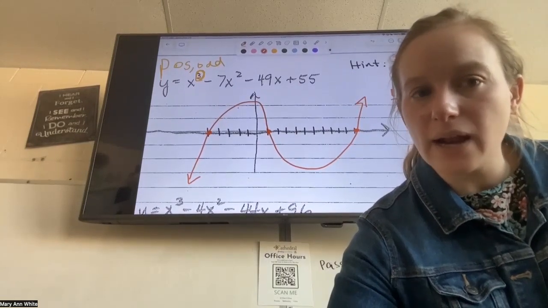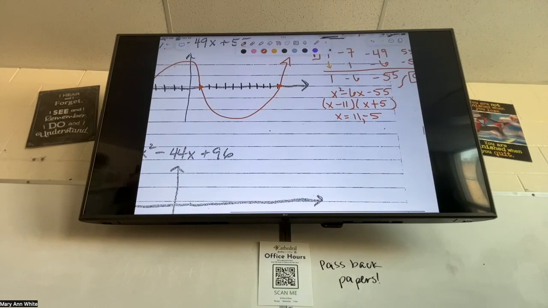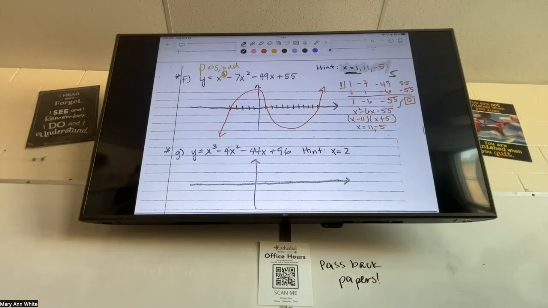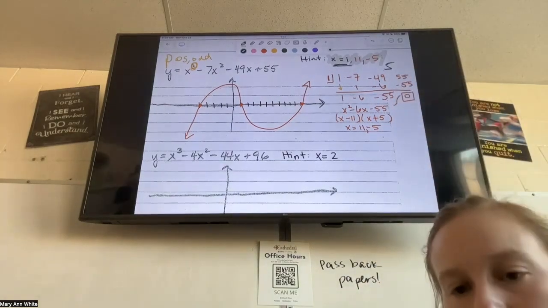If I look at the next one, my hint for it is that x equals 2. So can you go ahead and start on that one? Can you do your synthetic division? See if you can factor it out to get, hint, x equals 2. You were not going to know that unless I told you, so I wanted to make sure you knew that before I paused to take attendance.